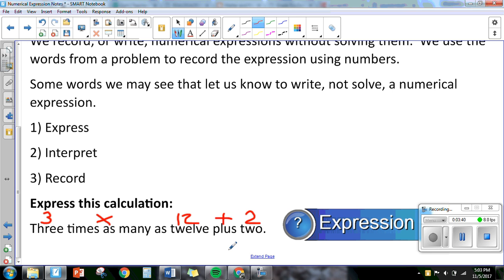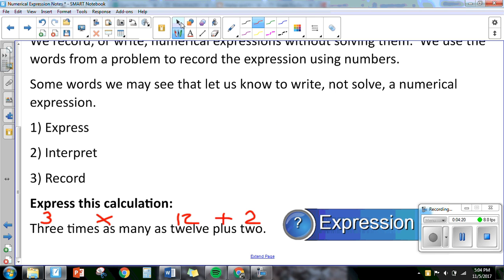Now we need to figure out where we would put parentheses in this expression because something has to be done first. And it's very important. We've got to really think about this. Now, are we doing 3 times as many as 12? No, we're not. Are we doing 3 times as many as 2? No, we're doing 3 times as many as 12 plus 2. So we would need to group 12 plus 2 because whatever that equals would need to be multiplied by 3.